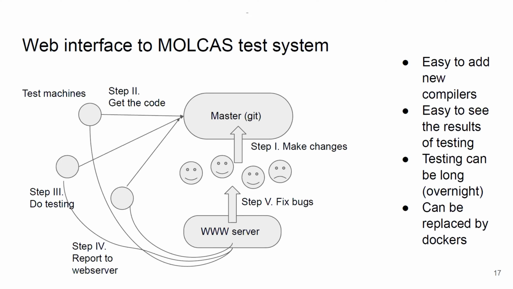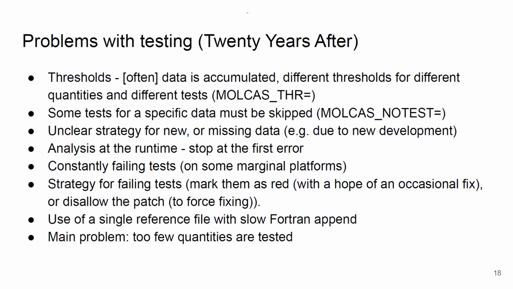So you have some developers who make some corruption to the code, or some good things. It goes to a master version. Then some test machines pick up this version, do the testing, and report this to a web server so developers can see what is going on and fix these problems. And this is a really nice thing because you have cycles. So you go to work, you check the test page, and then you do some changes.